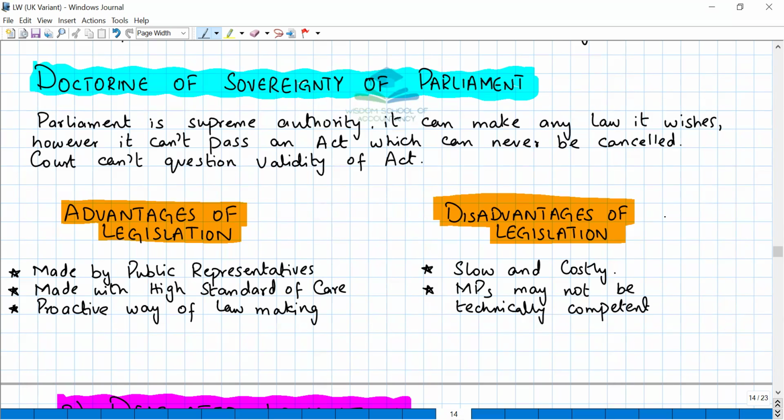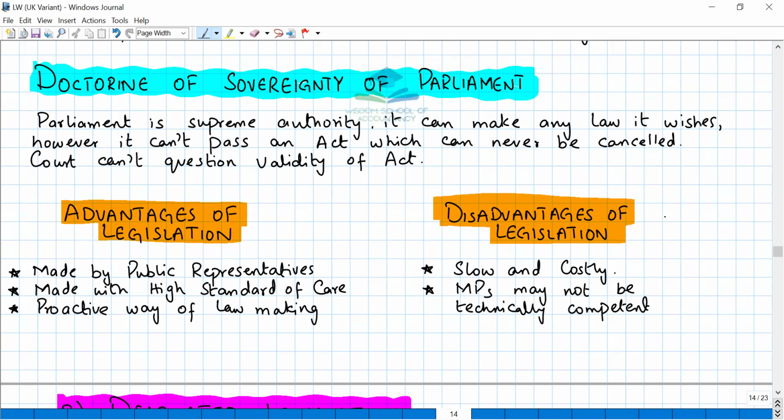MPs may not be technically competent. Another disadvantage: there are thousands of laws that you need to create, right? For example, the law regarding education is different, the law regarding the railways is different, the law regarding the medical field is different, the law regarding the accountancy field is different, right? So the parliamentarians may not be technically competent to create the law regarding a specific field, right? They may not be technically competent. So that is a disadvantage of legislation.